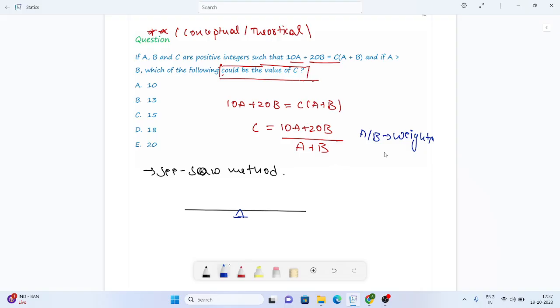Let's take the simple average of this, which means I provide simple weights. Here is 10, here is 20. I provide similar weights, 1 each. So what mean did I get? I got mean equal to 30 by 2, which is 15. So this value is 15, the mean value.